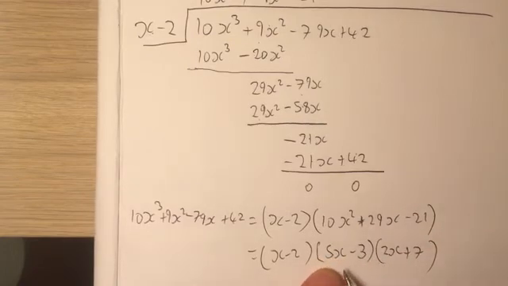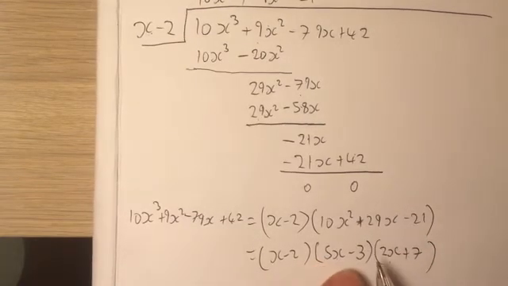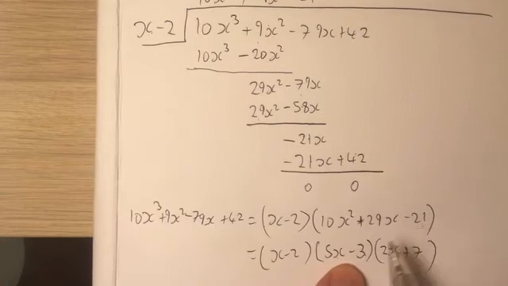So just have a look. 5x times 2x, 10x squared. Negative 3 times 7, negative 21. 5 times 7 gives me 35x. Take away 6x, and that gives me the 29 that I wanted.